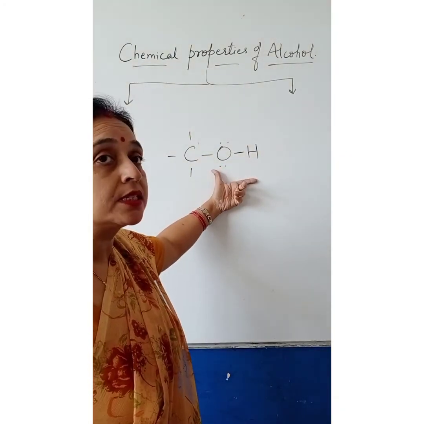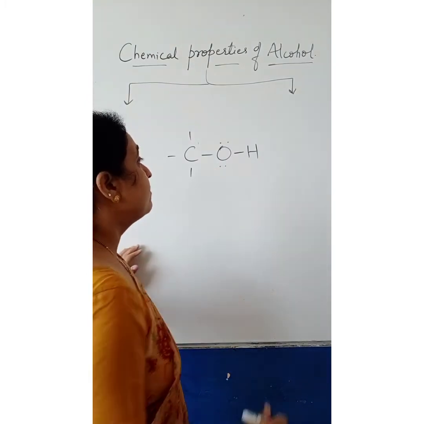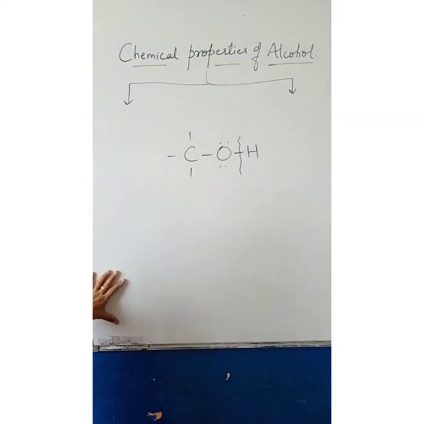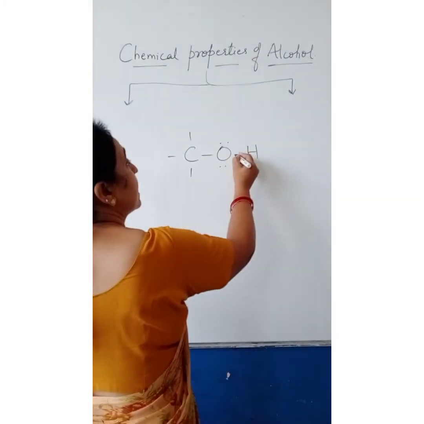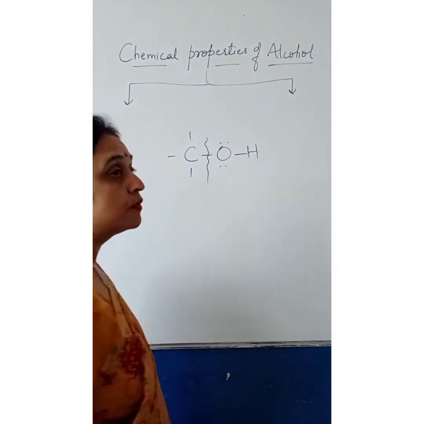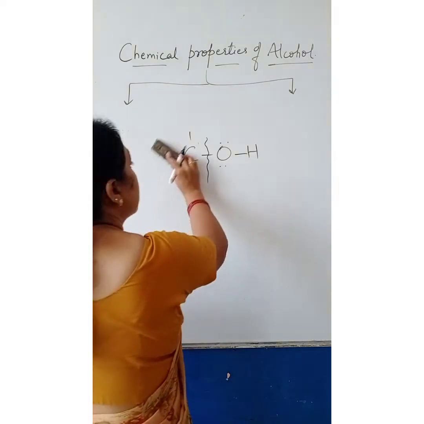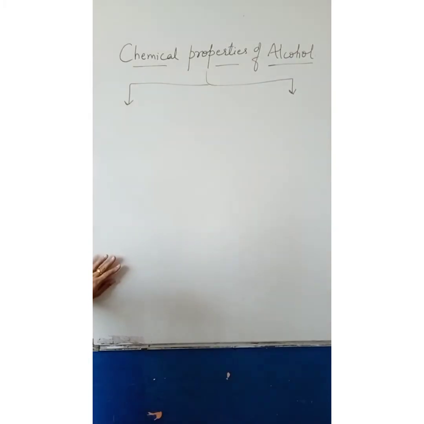Now, there are two ways this alcohol can undergo chemical reaction. One way, there is a cleavage of this OH bond, and the other way it can undergo reaction is the cleavage of this carbon oxygen bond. So basically alcohol undergoes chemical reaction by these two ways.